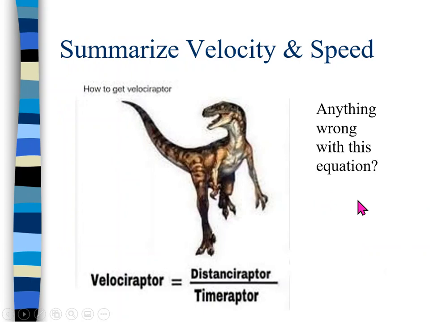Okay, and now we got to come to a summarizing point. Oh, this was just a fun little meme. Is anything wrong with this slide? Velociraptor is equal to Distanceraptor divided by Timeraptor. Is there anything wrong with this equation? Hint, there is. And then go ahead and summarize other things about speed and velocity. Physics.